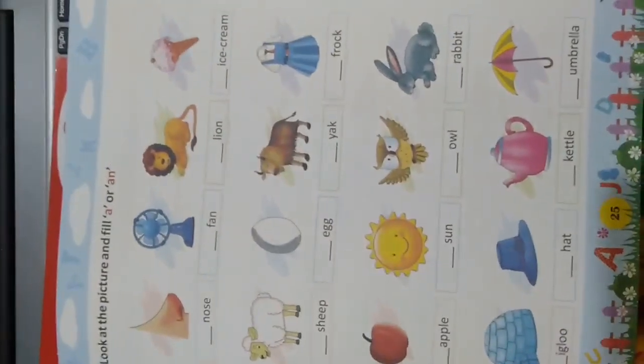So there are lots of pictures, and you can do them, I know very well. So you have to do it, and you can post the pictures.